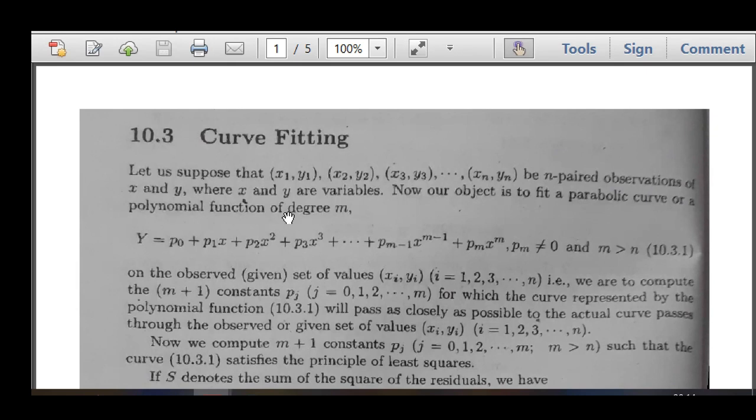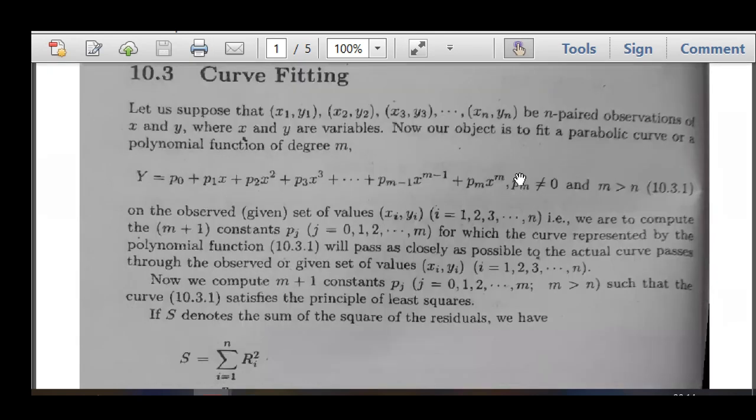Now if we consider a parabolic curve or a polynomial function of degree m, it should be of this form, right? Of degree m, so x to the power m is the highest degree term possible here, and these are the observed data sets which are given to us, and we have to compute the m plus 1 constants pi. We have to fit a curve of this form, but these pi's are unknowns. Once we derive the values of these pi's, this curve becomes known. That is our main task here.